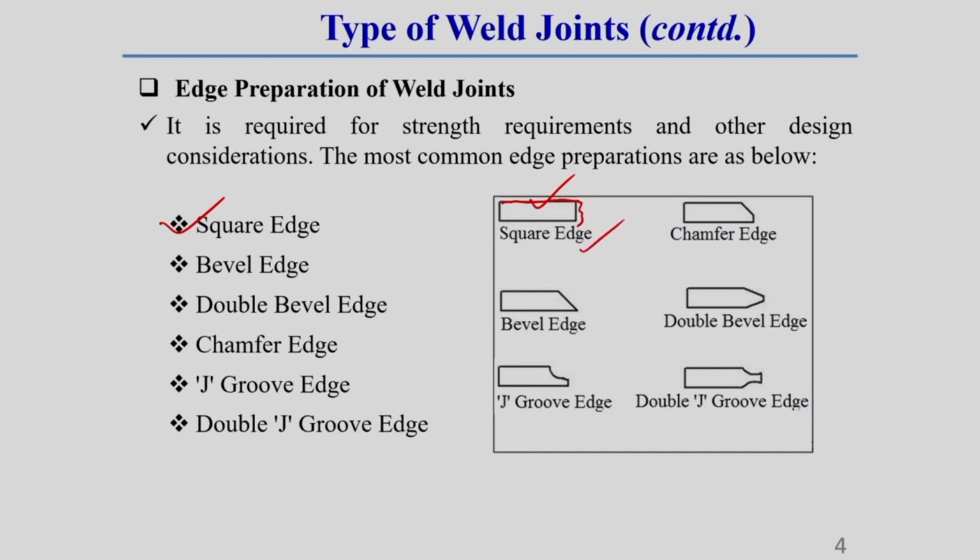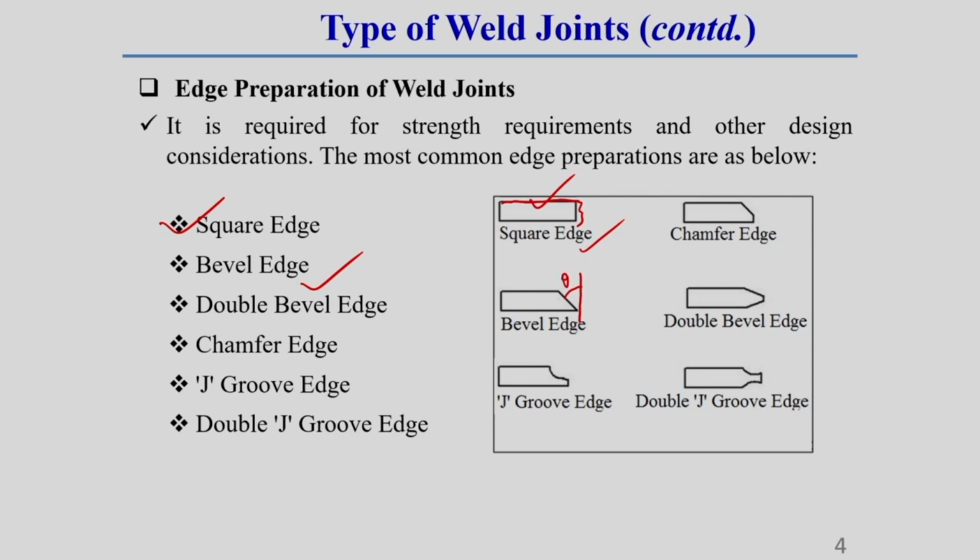Another one is called bevel edge preparation. Bevel edge preparation is done by using some milling operation, or by some grinding operation, or some other machining operation, to make this bevel edge. You see the angle between this perpendicular line and this angular edge is generally called the bevel angle theta.